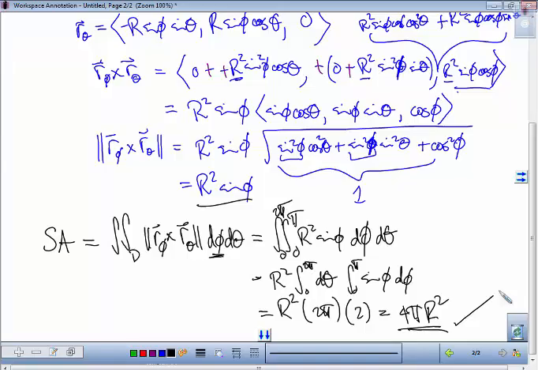Peachy. Now, there's probably a way to get away from doing all the trig, since we already know we're kind of using spherical coordinates. We already know that that's going to happen, but I'll maybe tell you later. Okay? Questions? Surface area. All right.